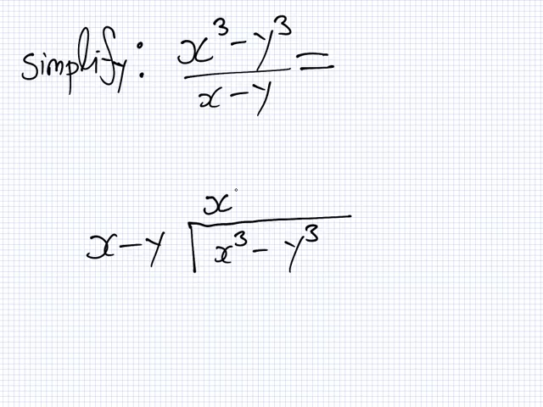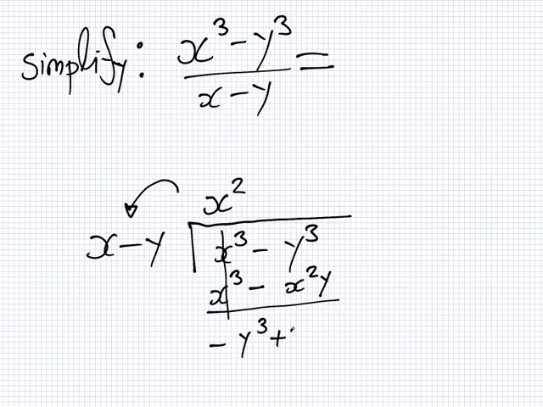X squared. Yeah. So that makes x cubed minus x squared y. These cancel, but these do not combine. So you're left with minus y cubed plus x squared y. Now this is where it gets a bit tricky.